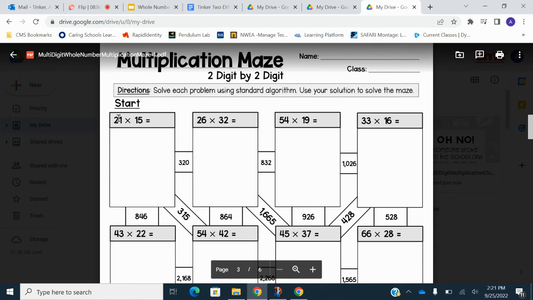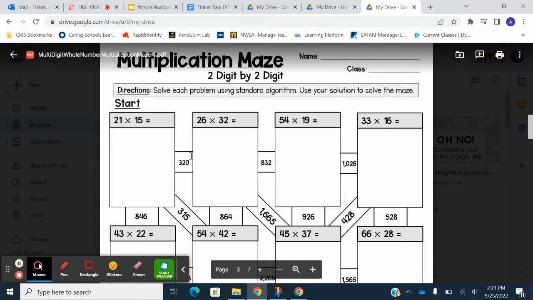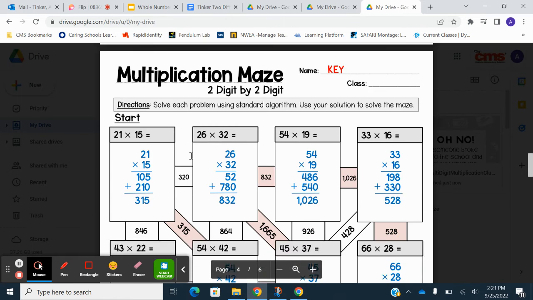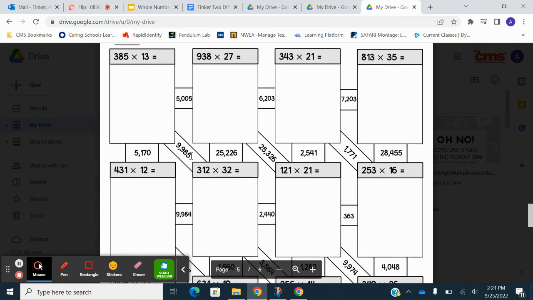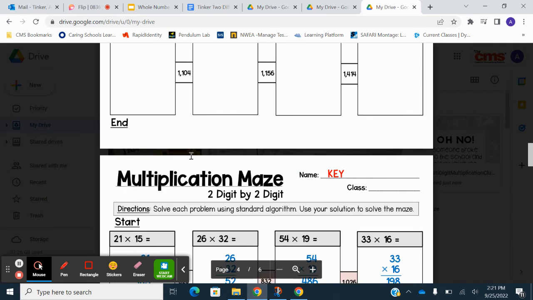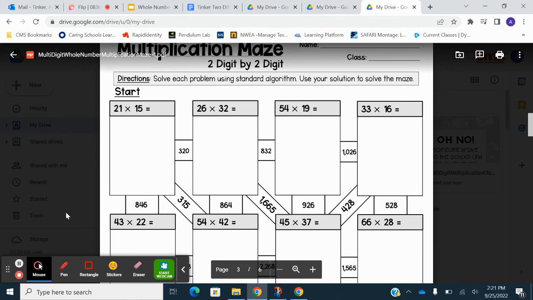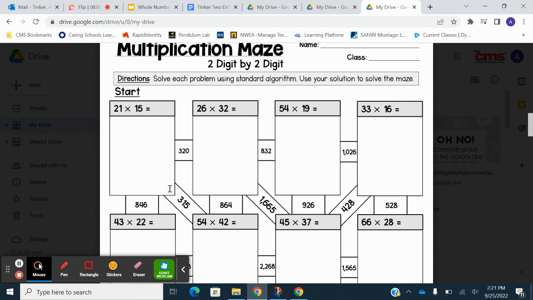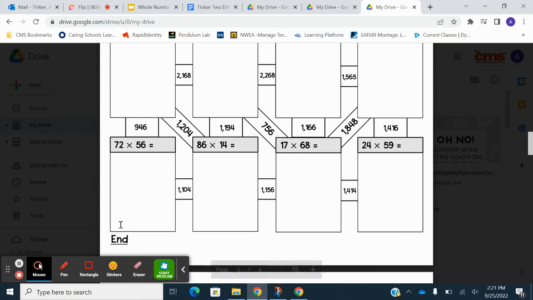And then the last one is multiplication mazes. So with this one, there are 2 different kinds. There's this 2-digit by 2-digit, and then there's also a 3-digit by 2-digit. So they have this space here to solve the problem. They solve the problem. One of these is their answer. They color their way to whichever they're going, and they have to get all the way to the end.